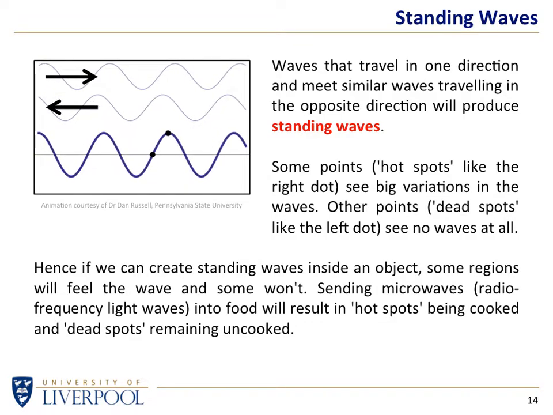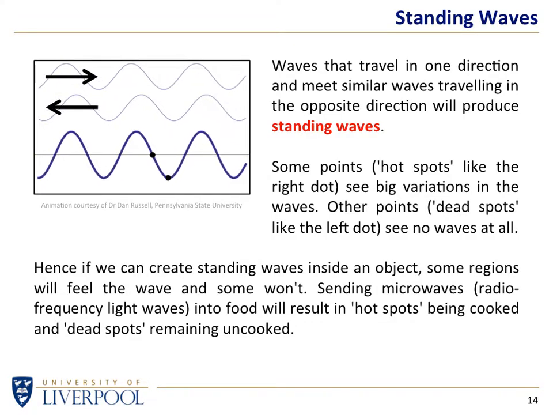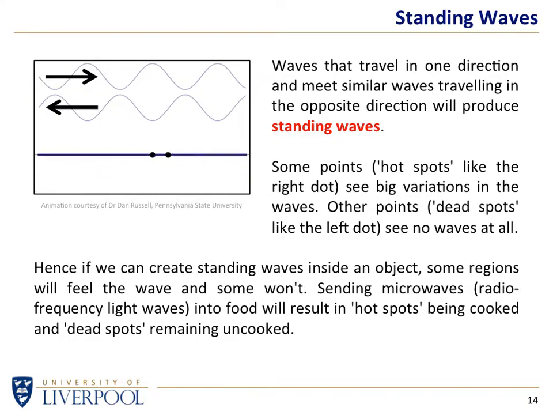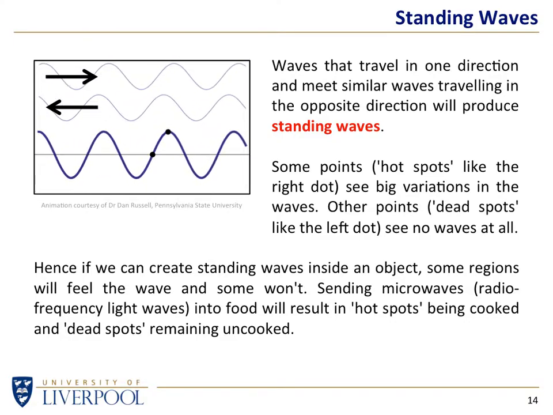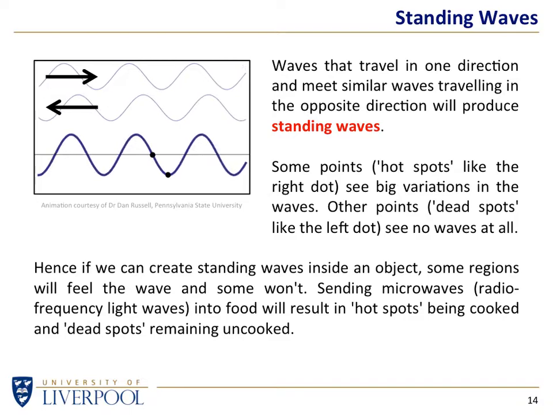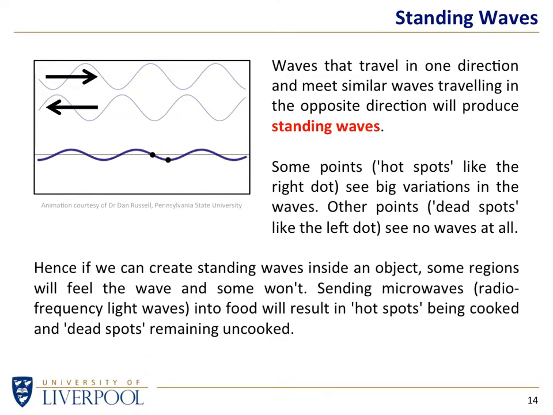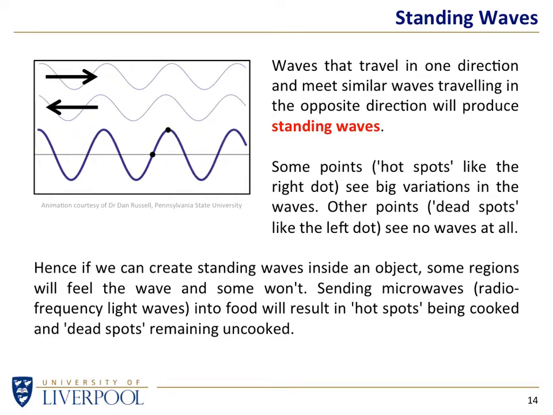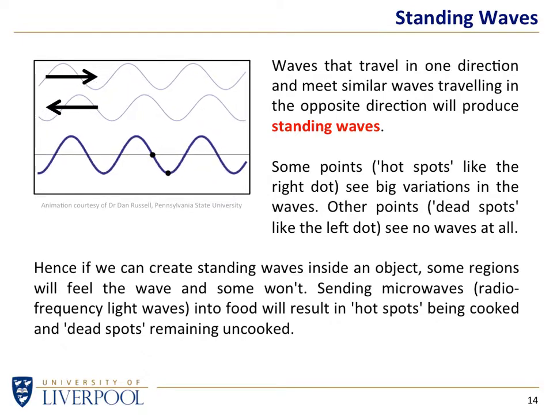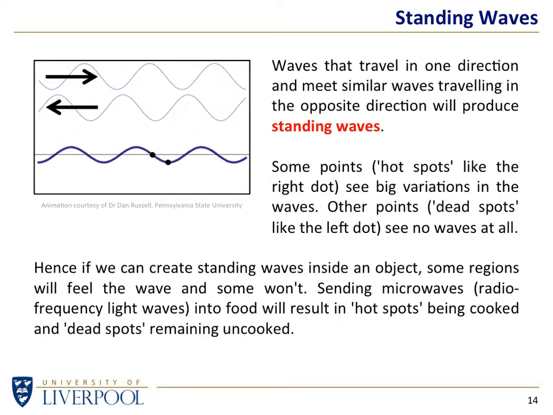So if we can actually generate standing waves by sending waves one way and having them come back the other way, we can generate these standing waves. And if we were, for instance, to pass these waves through an object, let's say, for example, we send microwaves, which are just radio frequency light waves.